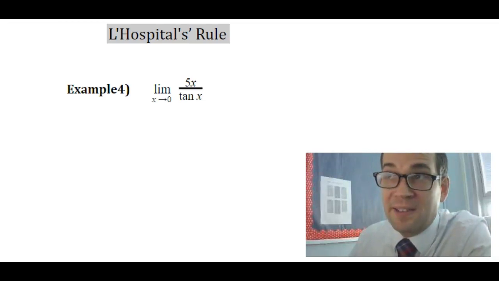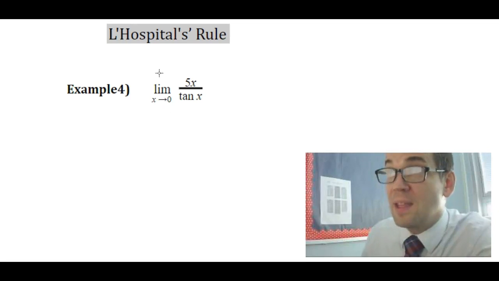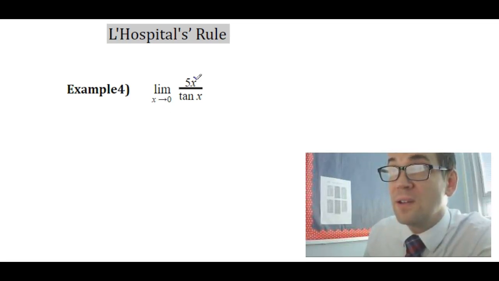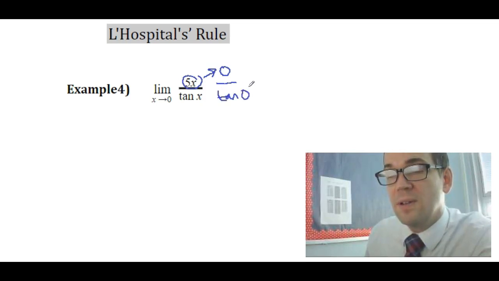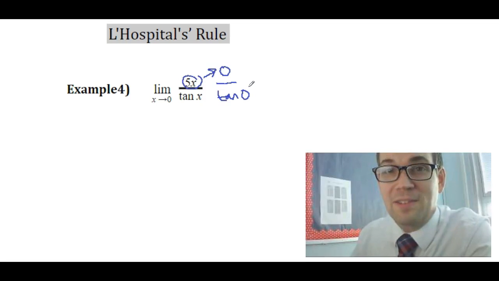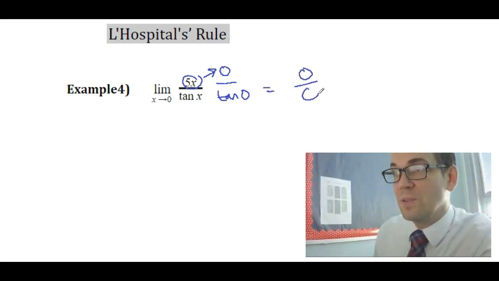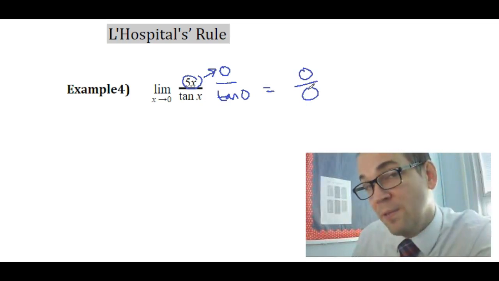We're looking at the limit as x goes to 0 of 5x over tangent of x. My first approach, of course, is to plug in that 0 and see what happens. If you plug in 0, the top is 0, and the bottom is the tangent of 0. And the tangent of 0 is, well, tangent is sine over cosine, and the sine of 0 is 0, so this becomes 0 over 0. That's one of our indeterminate forms.